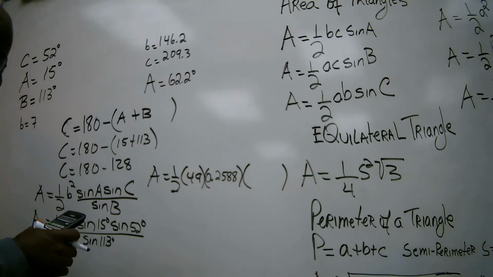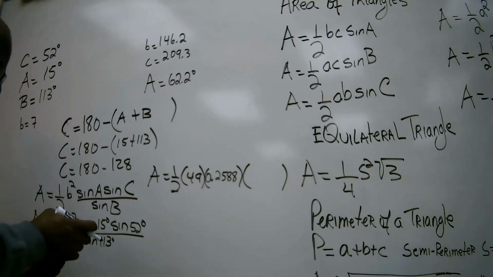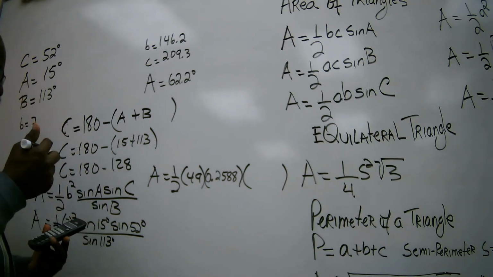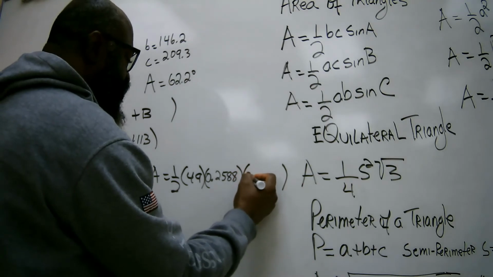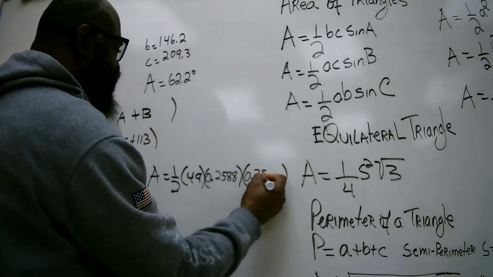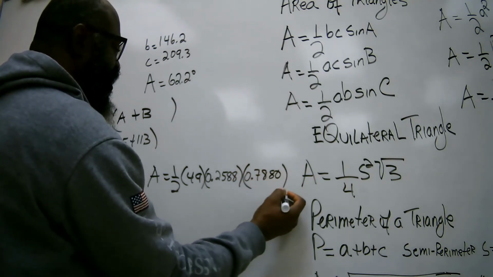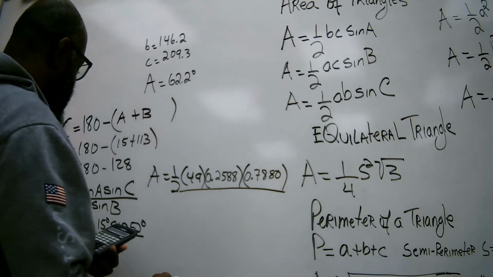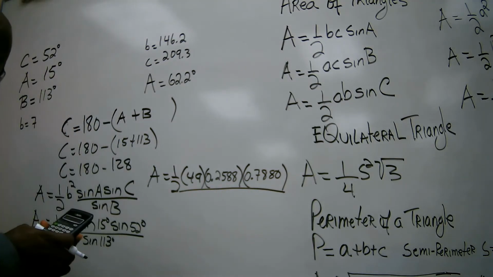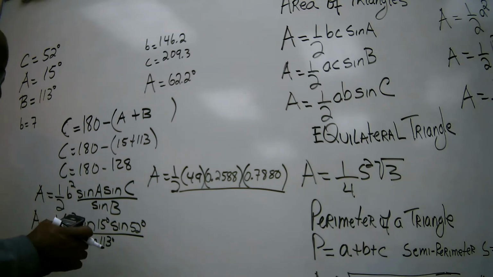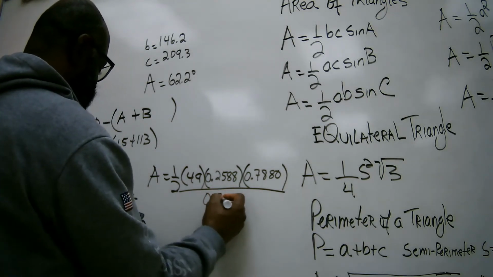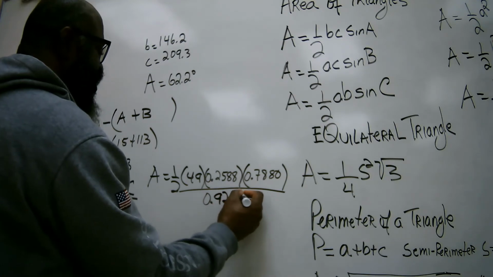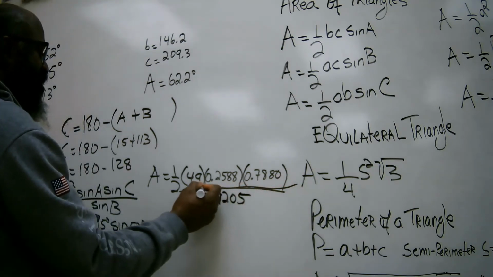Then you enter 52 and press sine. As long as your calculator is in degree mode, you will be okay. Alright, everything will be over sine of 113. You enter 113 and you press sine. Then that gives you 0.9205.